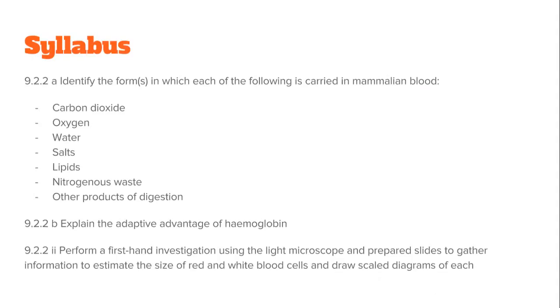In video 5 today, we're focusing on the following dot points: looking at the composition of our blood, what is carried in our blood, and looking deeper into the structure specifically of red blood cells and the pigment they contain, haemoglobin. And then we're going to quickly look at how we can complete the final dot point of this section, and that is using a microscope to estimate the size of our red blood cells.